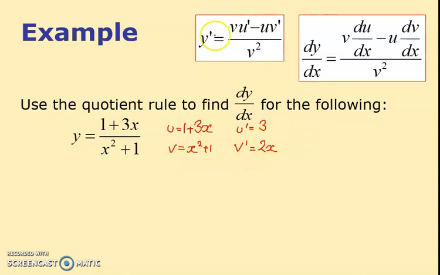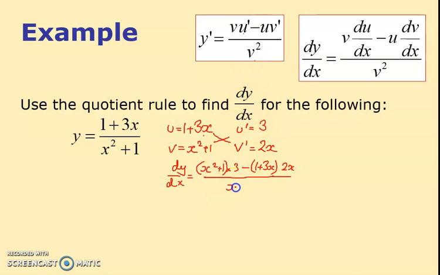So bearing all that in mind, I'm going to write dy by dx equals, now this is when you get a bit of timesing going on, v times u dash. Now v is there, u dash is there. So x squared plus 1 times the 3. Now we better put that in a bracket or else we'll go wrong. Minus, nearly went wrong there. Now minus these two multiplied by each other: u, 1 plus 3x, times v dash, 2x. And it's all over v squared.